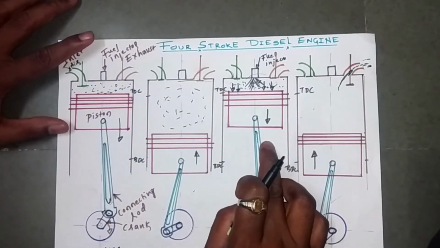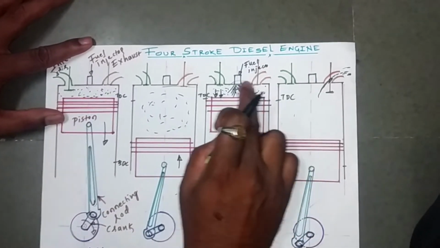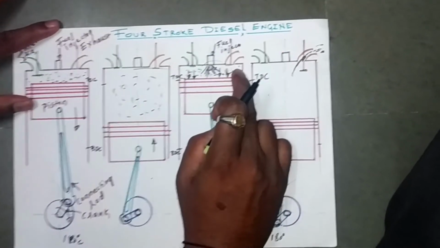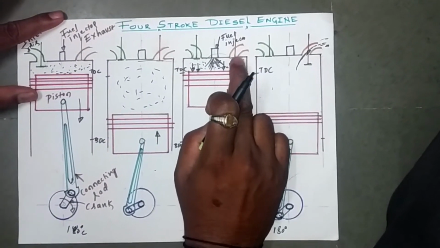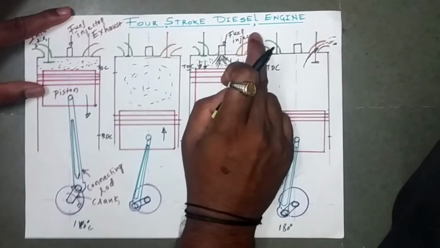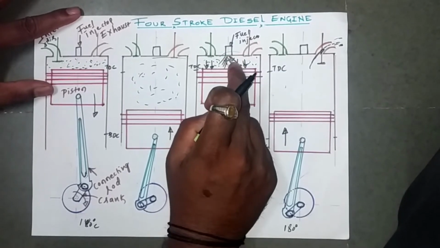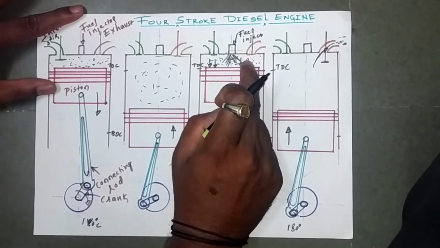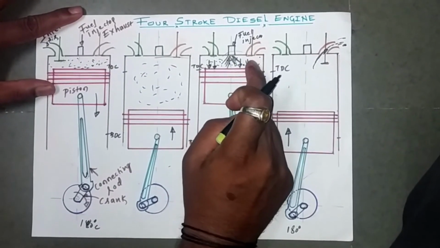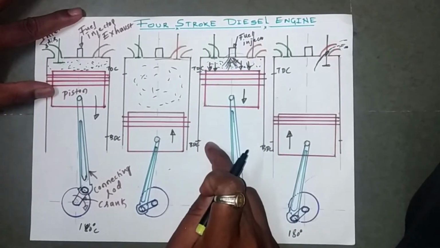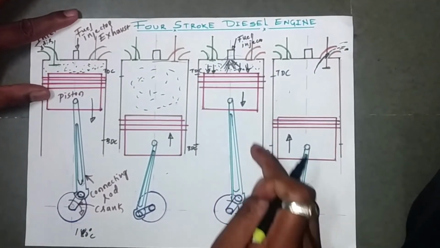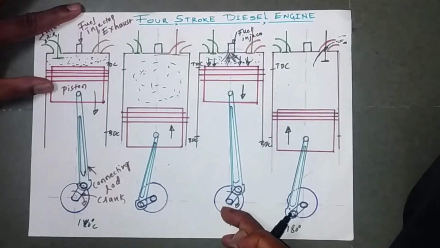In the third one, that is the power stroke, since we have compressed air here, temperature is more. So in this power stroke, with the help of the fuel injector, the fuel is going to be sprayed, and that burning will result in forces, and those forces push the piston to move from TDC to BDC. So that is the downward movement here. Again here the crank is also rotated for 180 degrees.